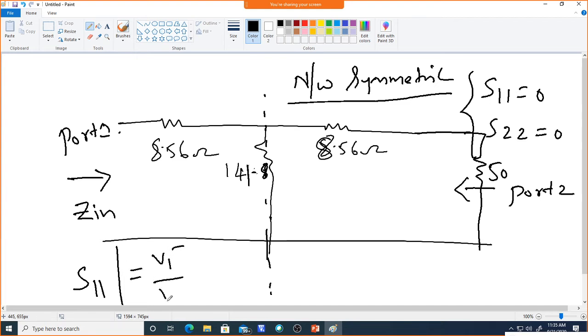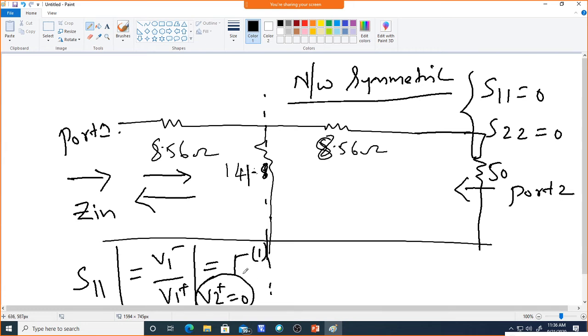S11 we can define as V1 minus by V1 plus at V2 plus equal to 0. That means you have to terminate the second port so that there is no incident voltage. Now we have terminated that. Now what is the incident value and what is the reflected value? That ratio of reflected to incident, we will get S11, which we call the reflection coefficient. That is, at port 1, what is the reflection coefficient?